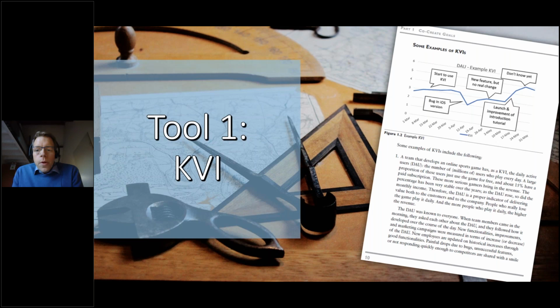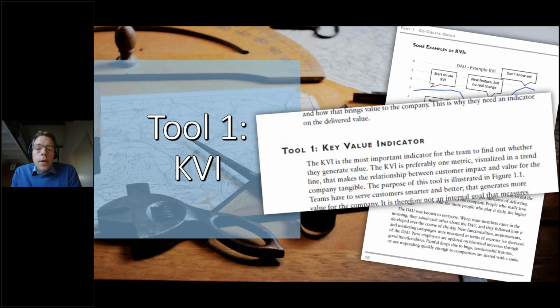And what I see is that when agile teams are successful and when they start growing, those teams know their customer impact, and they know how, not by steering their velocity, but by the changes that they made and the things that they developed, it influences the users' metrics. So the key value indicator is one of the tools of the book, and it is the most important indicator for the team to find out whether they generate value. And this KVI is preferably one metric visualized in a trend line that makes the relationship between customer impact and value for the company tangible.